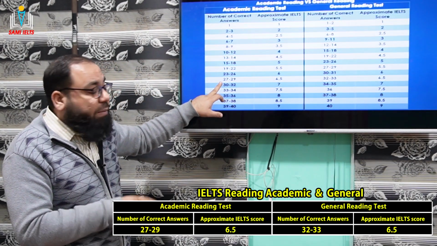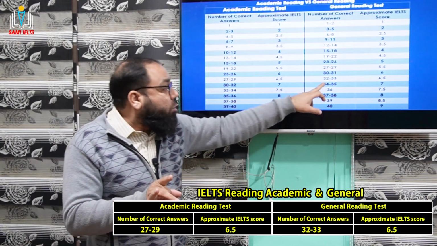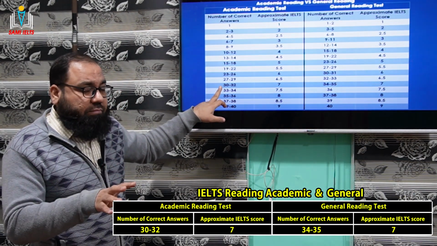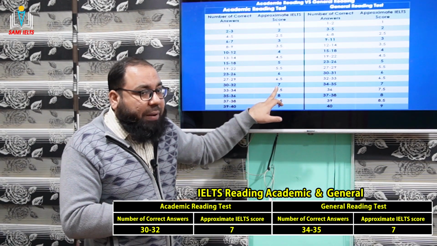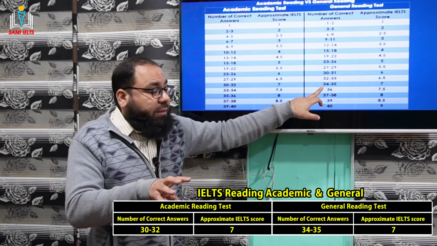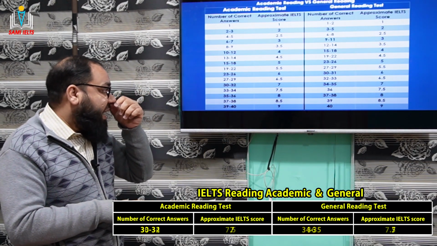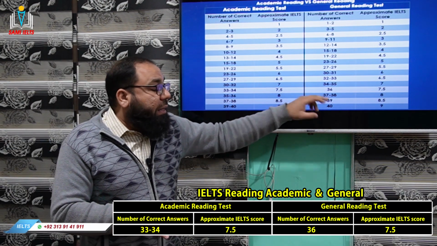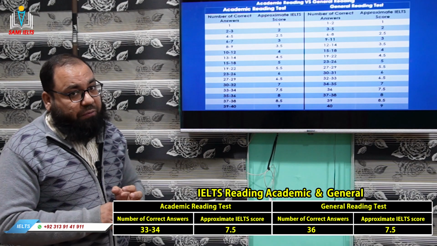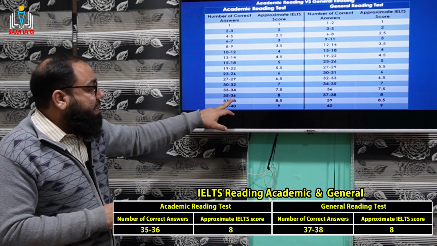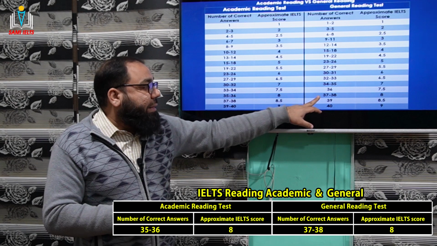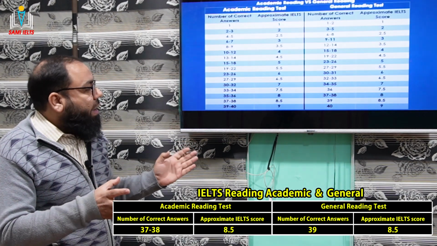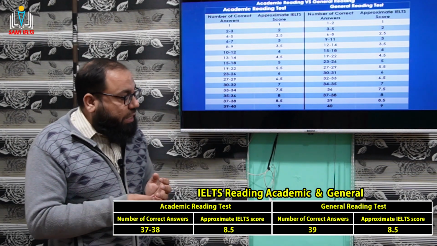Now 27 is giving you 6.5 academic students, but 32 is giving you 6.5 GT students. Now 30 correct answers will give you 7 bands, but 34 correct answers will give you 7 bands. And now, guys, remember, 33 and 34, they'll give you 7.5, and 36 is giving you 7.5 in GT. 35 to 36, they'll give you 8 band, but 37 to 38, they'll give you 8 here. And now let's talk about 8.5 academic and 8.5 GT.